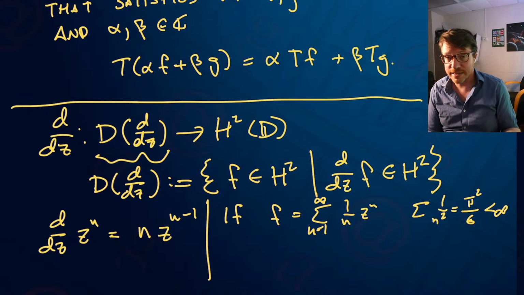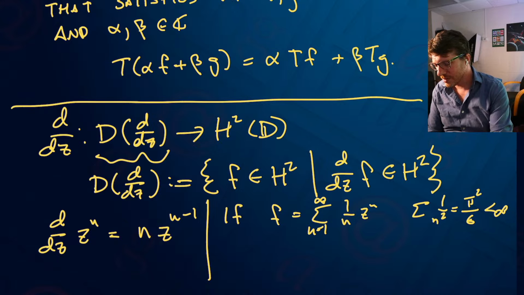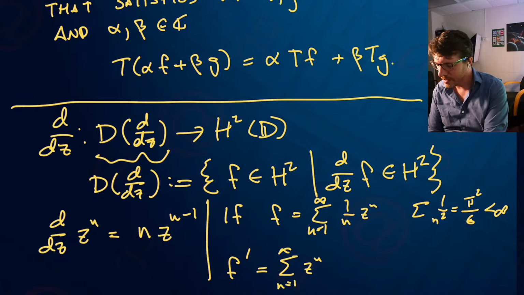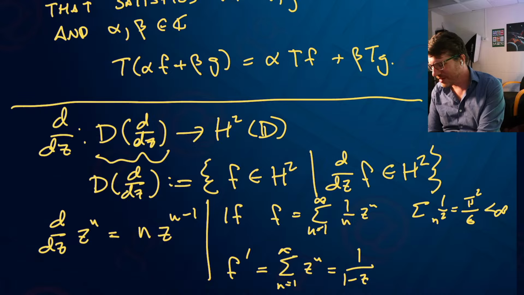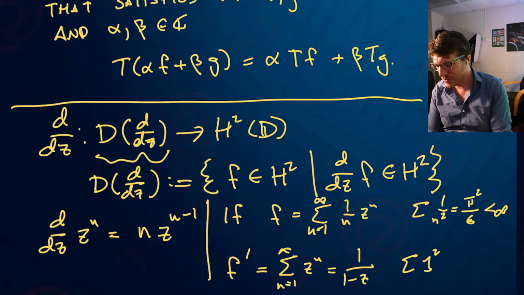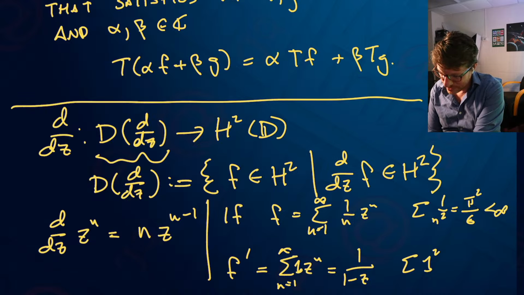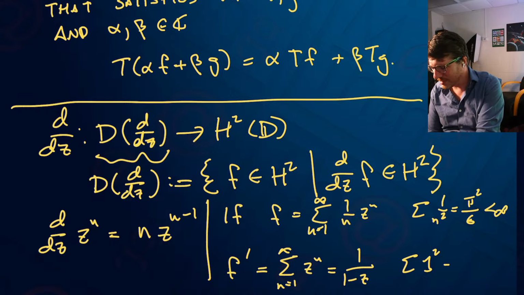And so that's in the Hardy space, but f prime is going to be the sum of z to the n, n equals 1 to infinity. Okay, well, that's fine, I guess. No, that's not fine. Actually, it's not fine. What am I saying? This is 1 over 1 minus z, but our coefficients in this case are just the constant 1. So we have just 1s here. And so the idea there is that this is infinity.